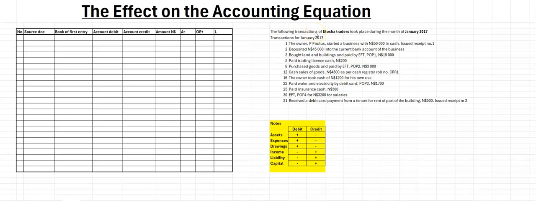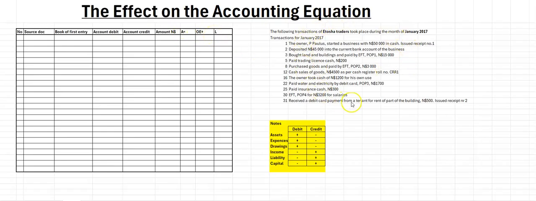Welcome back to the effect on the accounting equation. We're doing the next version of this activity where we need to write what the source document is, what is the first book of entry, what account will be debited, what account will be credited, what the amount is, and how does it affect the accounting equation. Remember, the accounting equation is assets equals owner's equity plus liability.